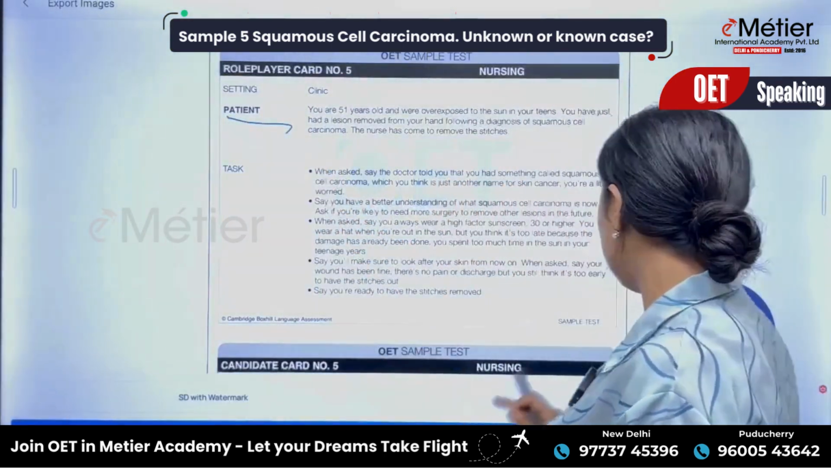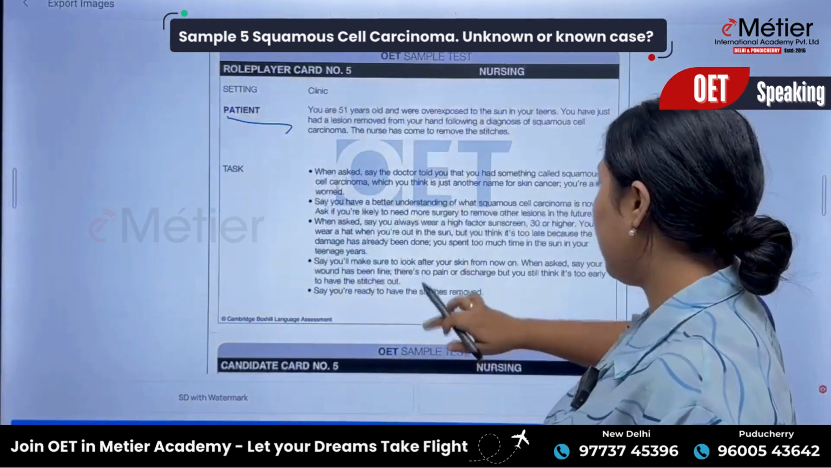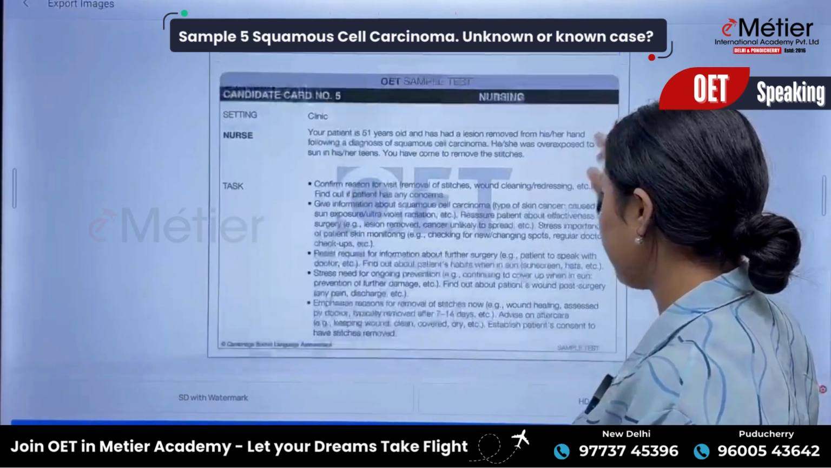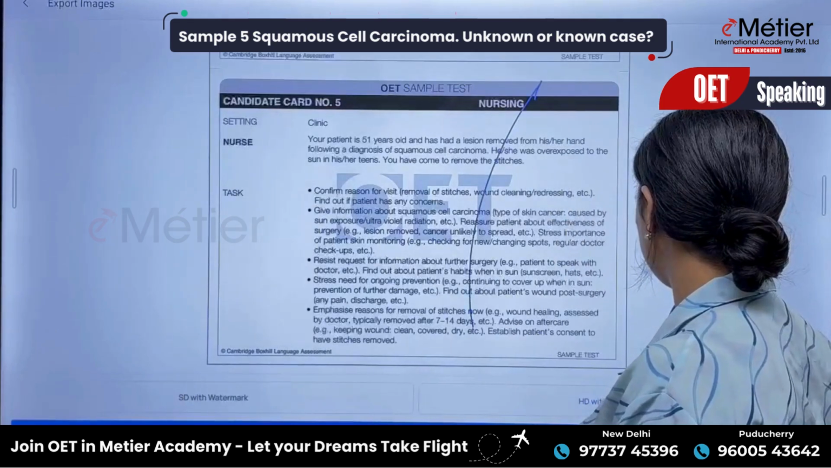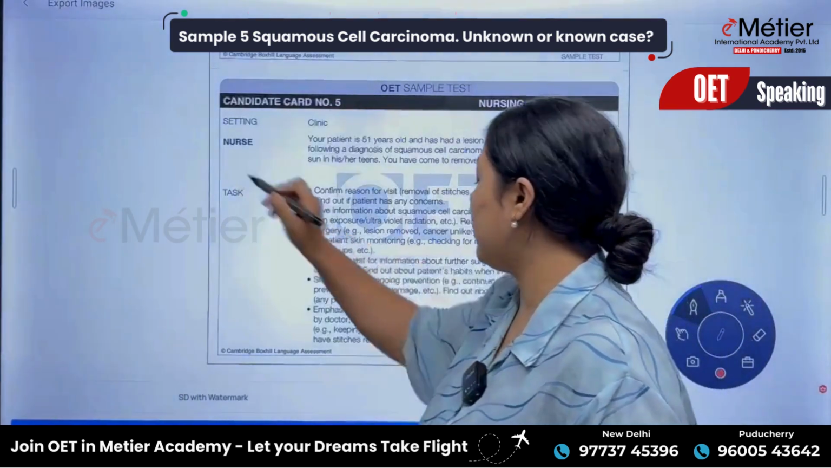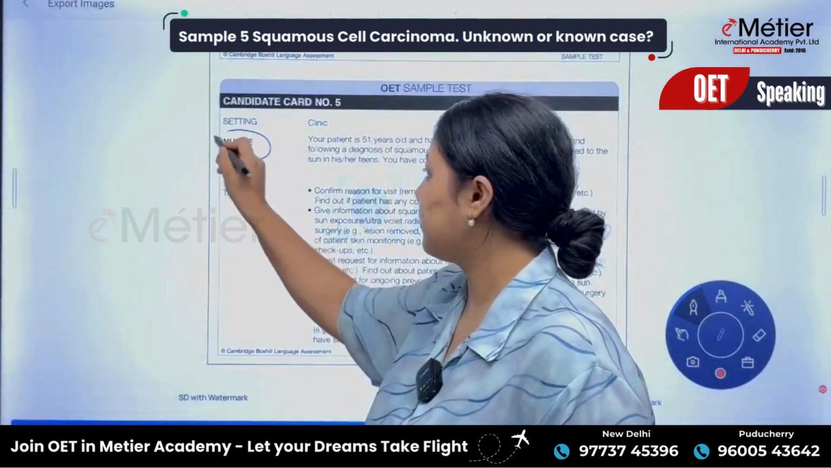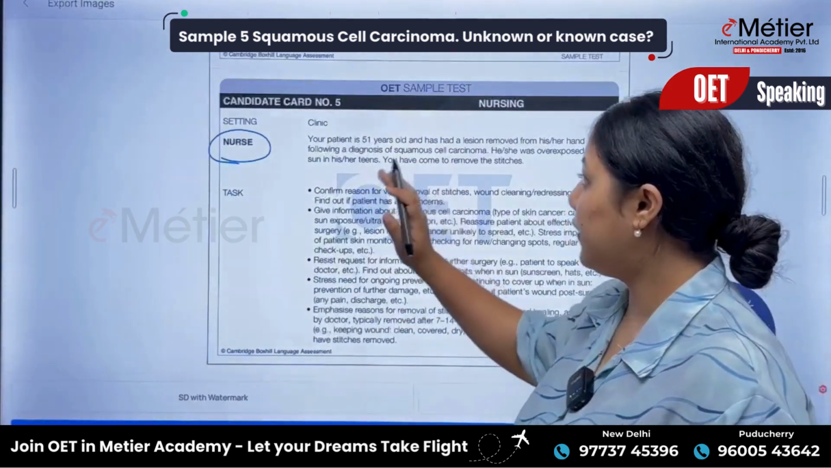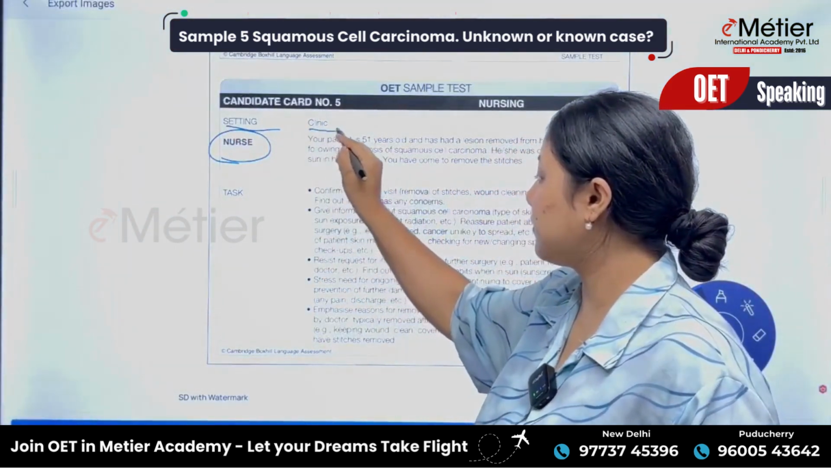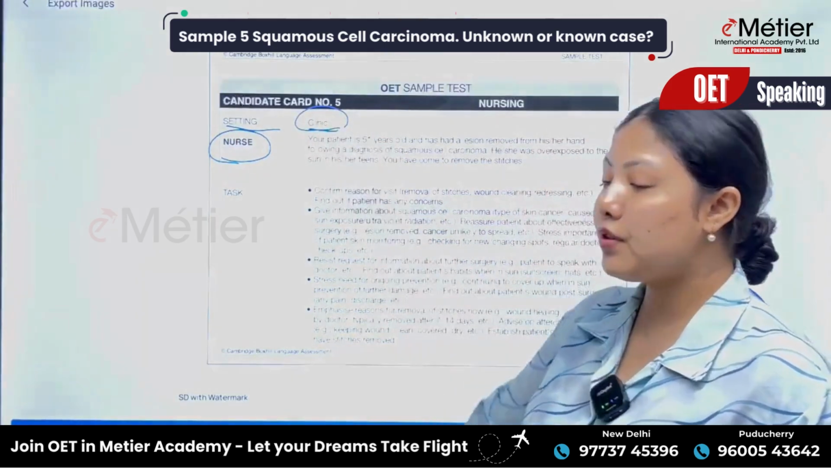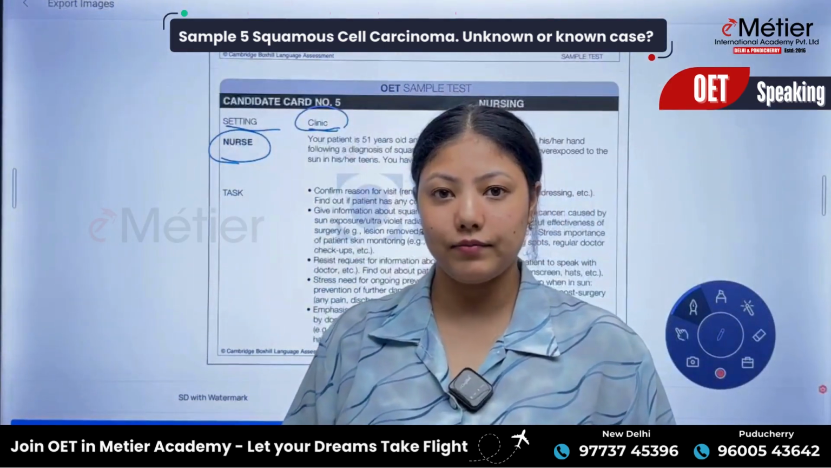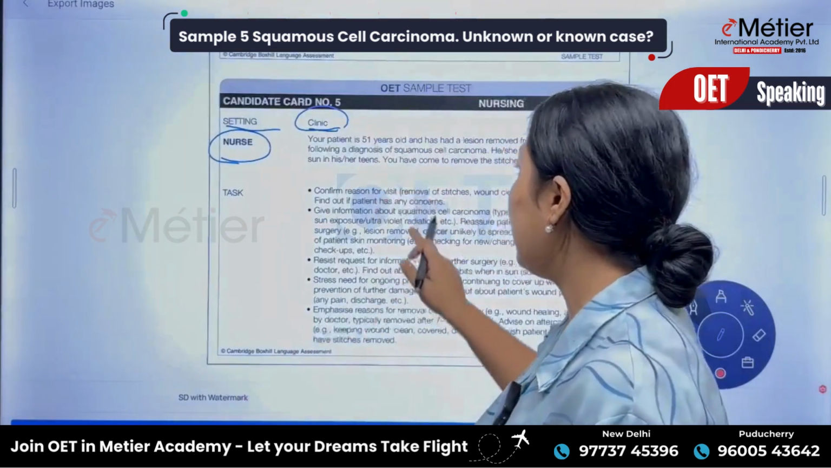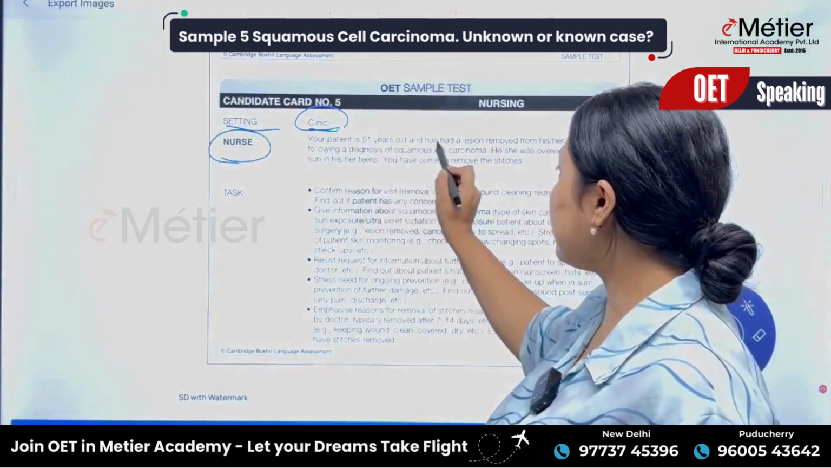Now let's talk about the role play card. This is the patient's role play card. And this one is the nurse's role play card. What do you have to do? First, look at the setting. It's a clinic. You need to imagine yourself that you're in a clinic. Okay? Outpatient. It's not an inpatient. All right? Then your patient is 51 years old.